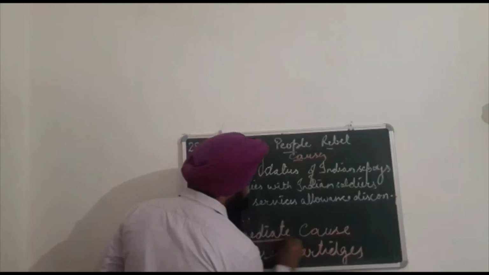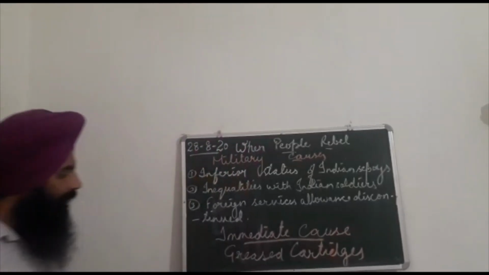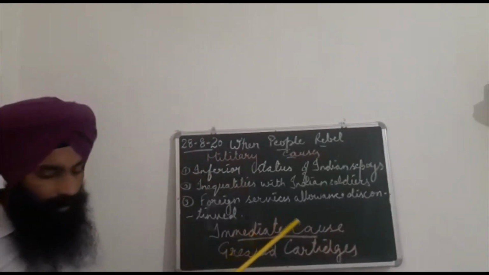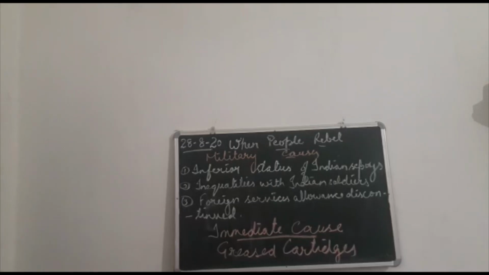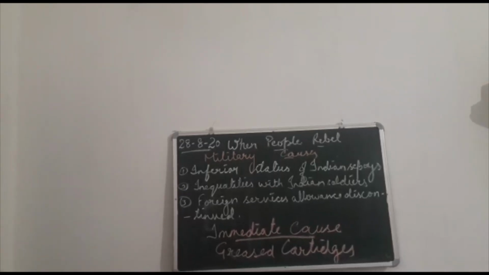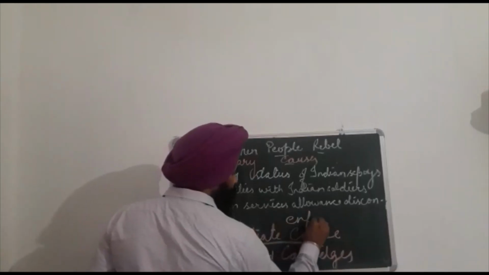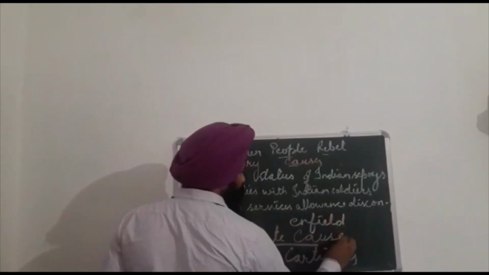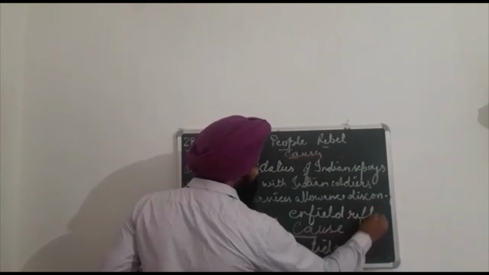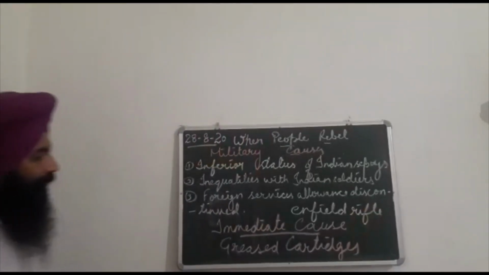Greased cartridges. Only one is the subheading under this, immediate cause: greased cartridges. At that time, in the year 1856, the Britishers introduced the Enfield rifle in the army, as we discussed in the second chapter of history.